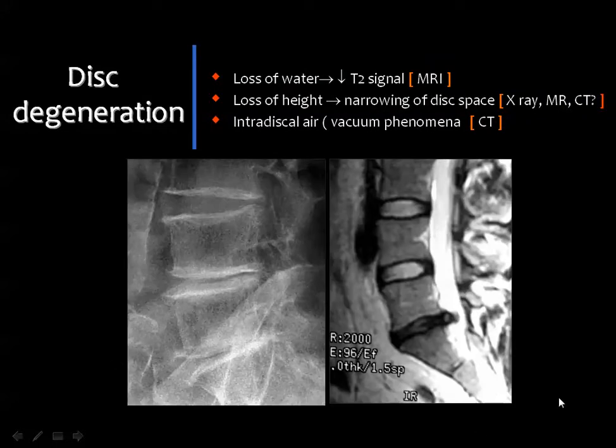Then loss of height can be seen by X-ray. This is the normal height of the L3-4 disc, and this is the reduced L4-5, and this is the reduced L5-S1 disc space. This can also be appreciated by MRI. This is normal L3-4, normal L4-5, and this L5S1 disc is degenerated. There is loss of signal, there is loss of height, and there is extension of the disc inside the spinal canal, which means that it is developing or developed bulge or herniation.